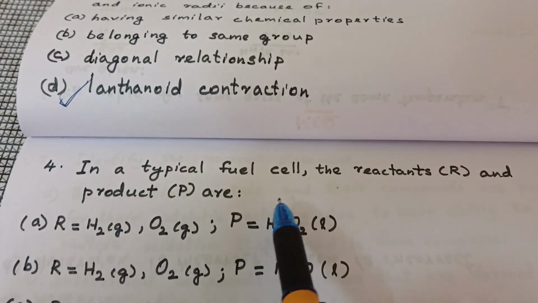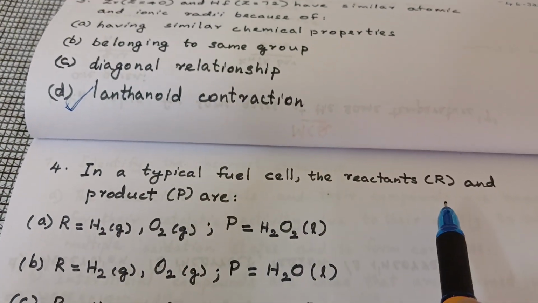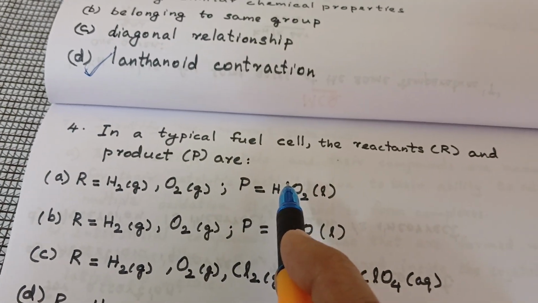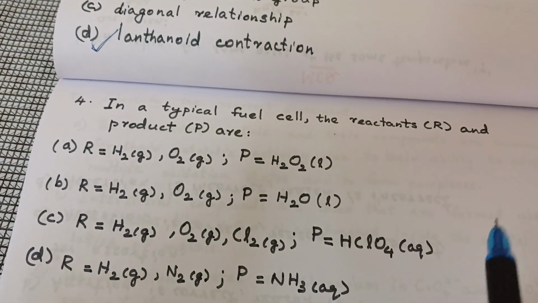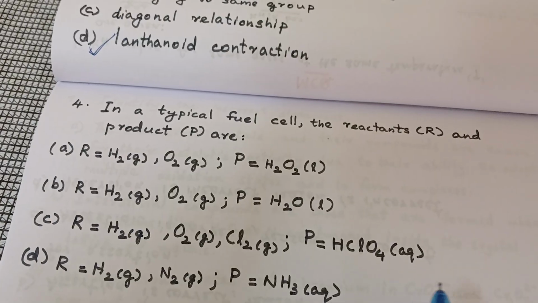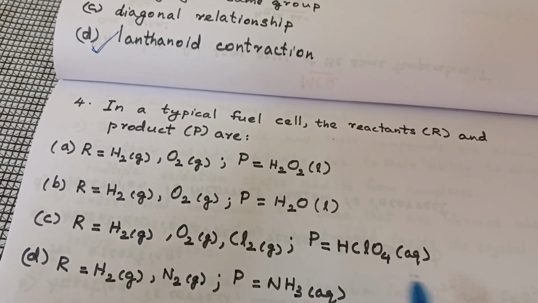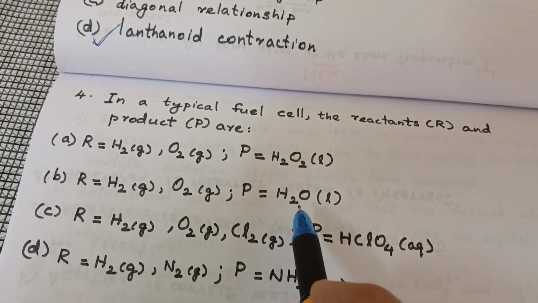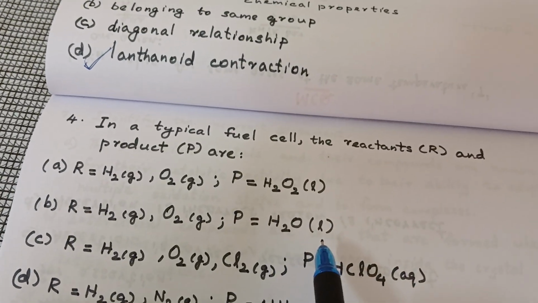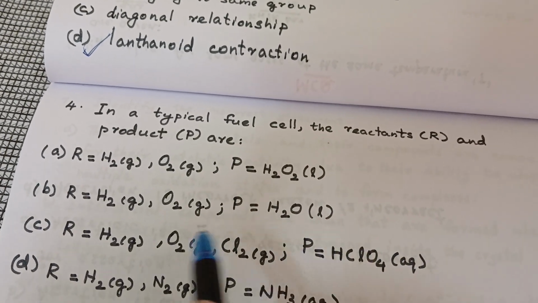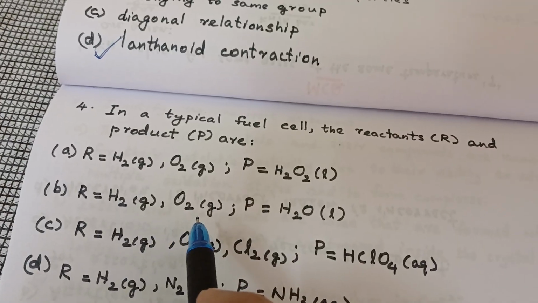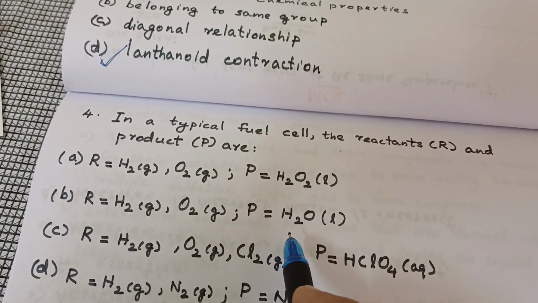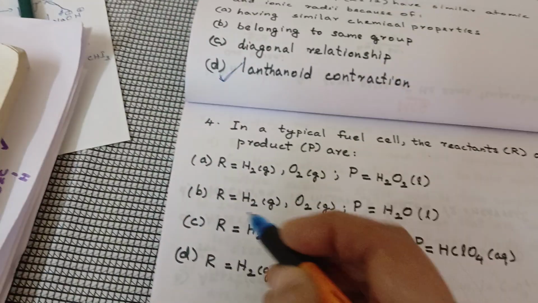Next one, in a typical fuel cell, the reactants R and products P are. So the fuel cell which you have learned is the hydrogen fuel cell, hydrogen oxygen fuel cell. The reactants are hydrogen and oxygen, and the product which you get is water. So hydrogen gas and oxygen gas, and water is the product. So option B will be the correct choice.